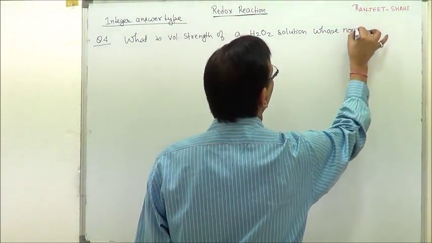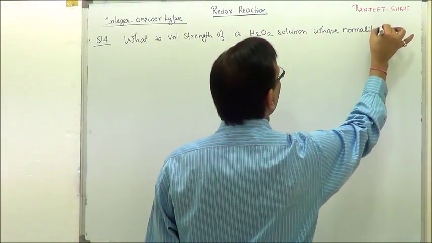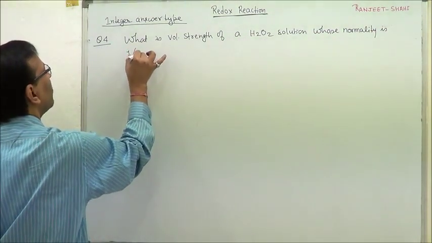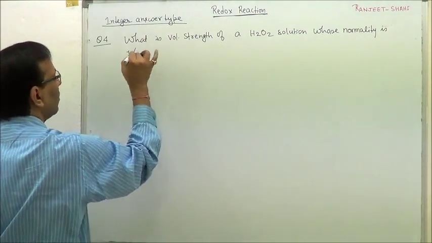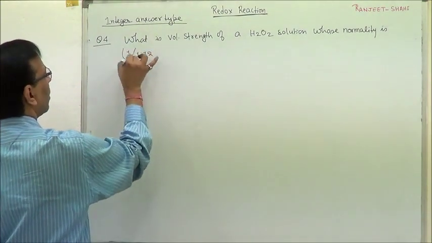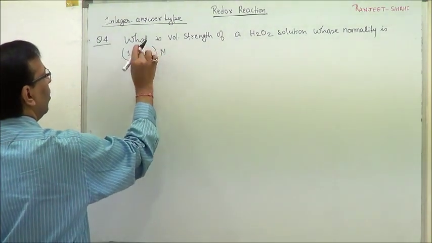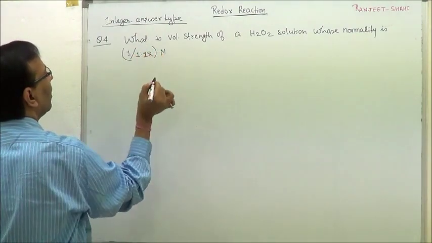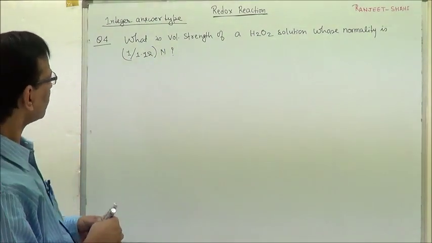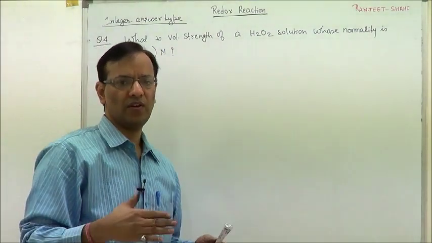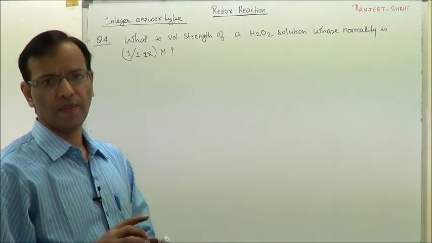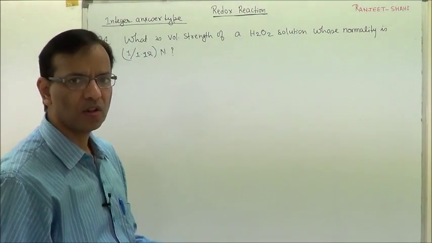whose normality is 1 divided by 1.12 normal. Volume strength of H2O2. Once again, it's a very important concept of hydrogen peroxide.